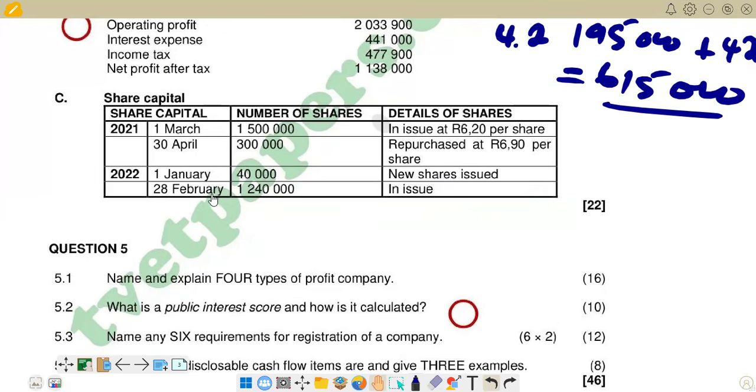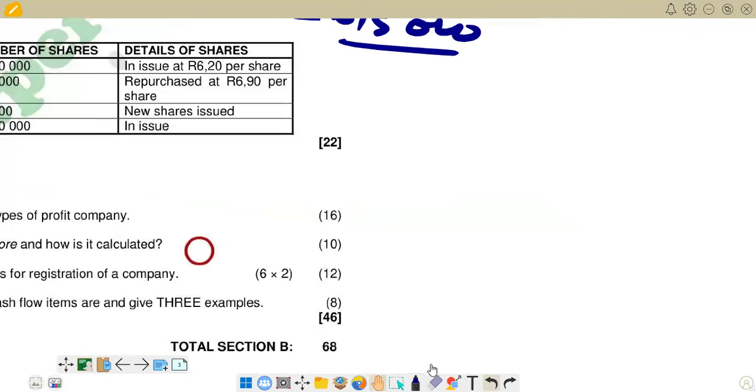Then at the end of the year, we had 1,240,000 shares issued. The value is given in the balances above. Then we can find the value of shares issued as a missing figure. So we are just going to prepare the ordinary share capital note. Then from there, you can summarize the working in the answer section. So we are saying ordinary share capital note.